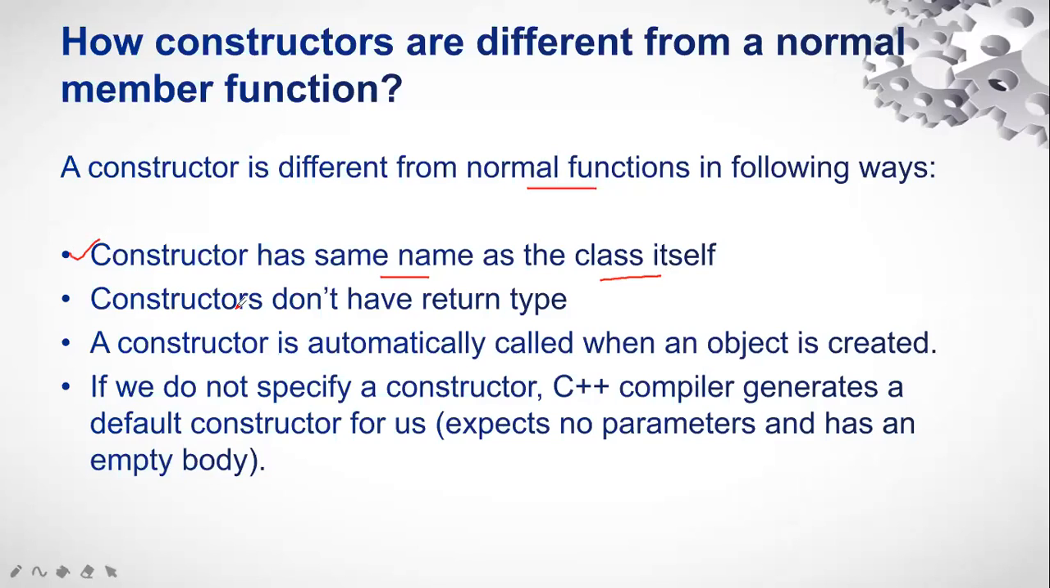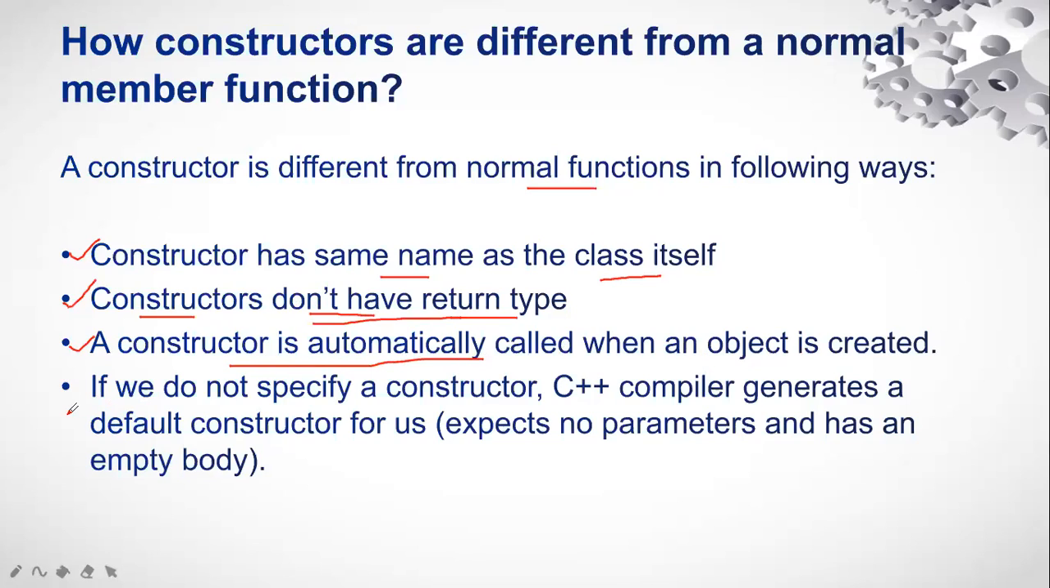Second point, in normal functions we have seen that functions have a return type, but constructors do not have any return type. So whenever you are defining a constructor, you do not need to define a return type for it. Third point, a constructor is automatically called when an object is created, so whenever the object is created, the constructor is automatically called by the compiler.